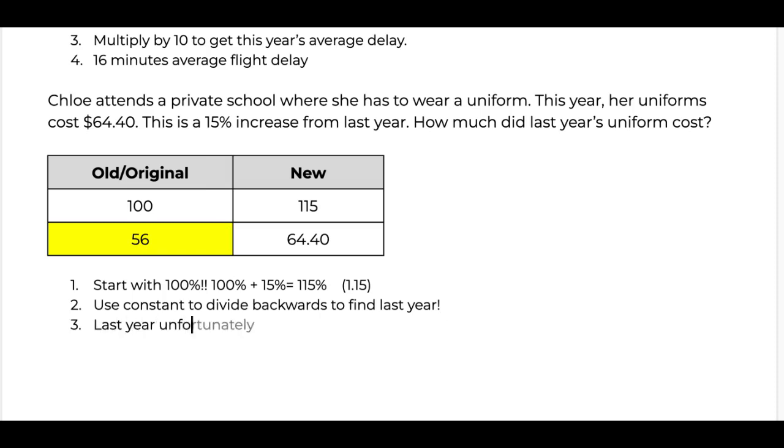So last year uniforms cost $56. And then always, just as a general rule, don't forget to ask yourself, does my answer make sense? This year it was 64.40, and that was an increase from last year. So, it wasn't a huge increase, just a 15% increase. So yes, it makes sense that last year's would be a little bit less than that since this year increased.